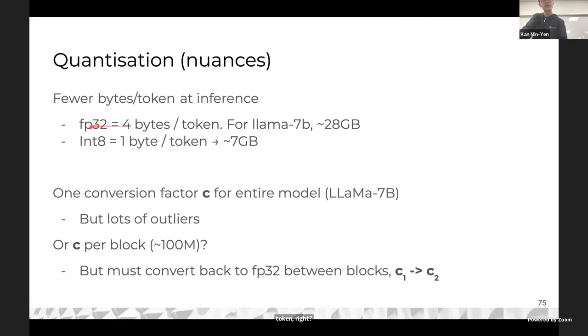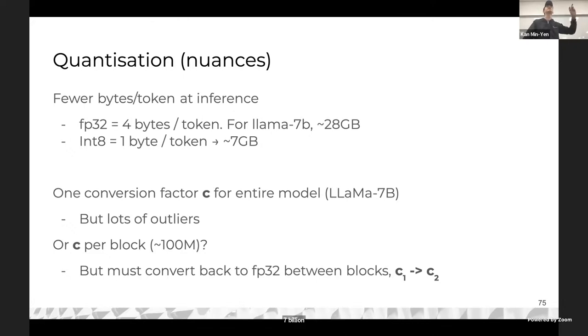And then you convert it down into int 8, which is 7 gigabytes of RAM, which all of you guys have. You can run this on your local machine, right? And of course, there are some things to think about, like what I was describing before: we have one scaling factor, one conversion factor. You could have it for the entire model, right? You could have the entire model of 7 billion parameters, 7 billion weights be the distribution.